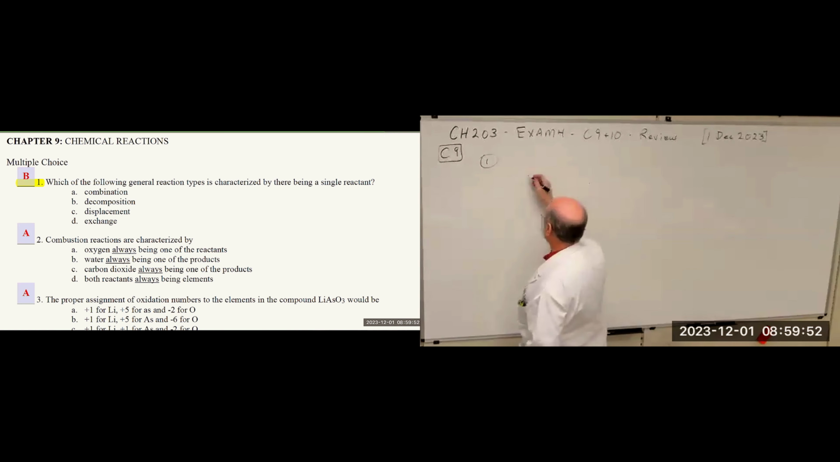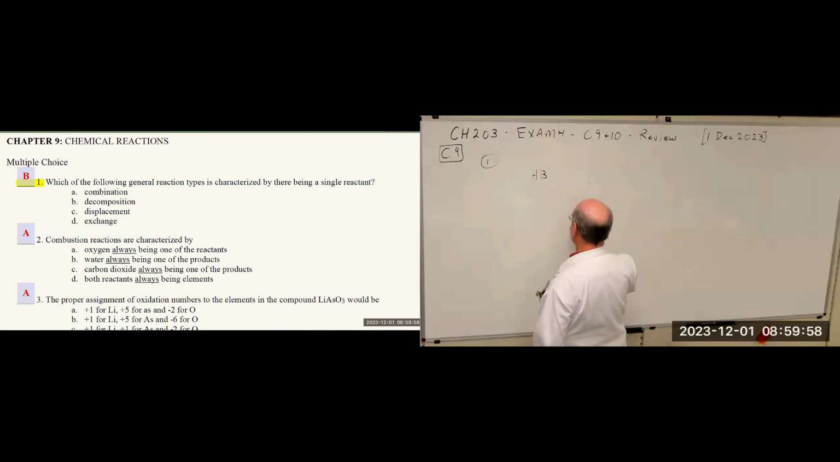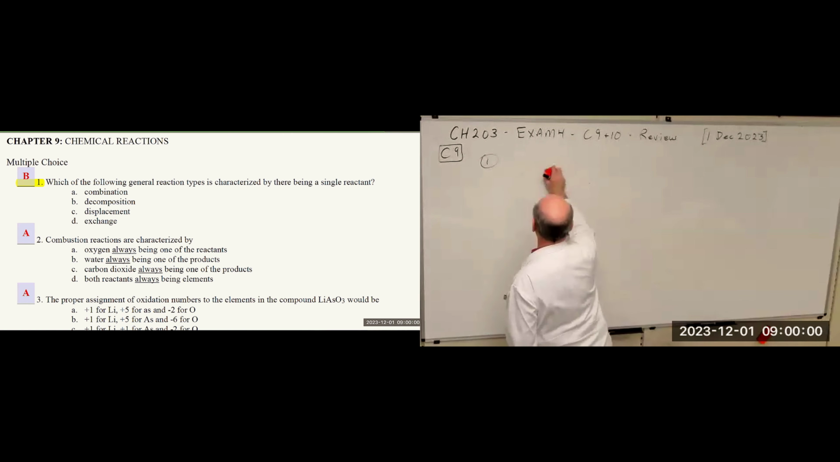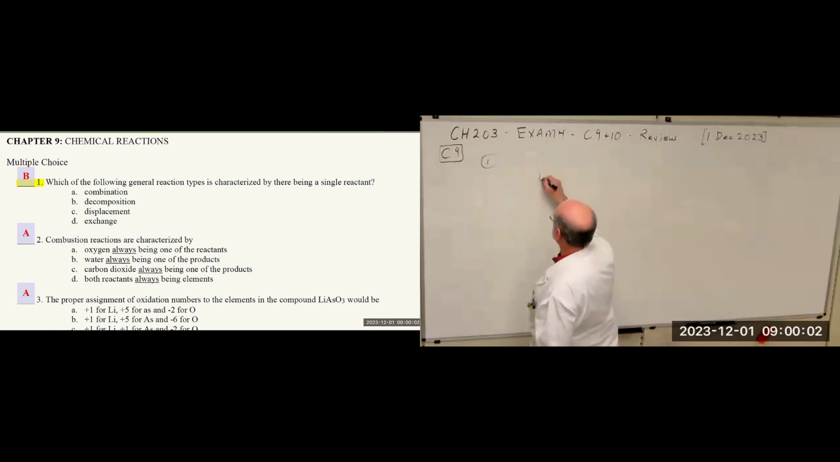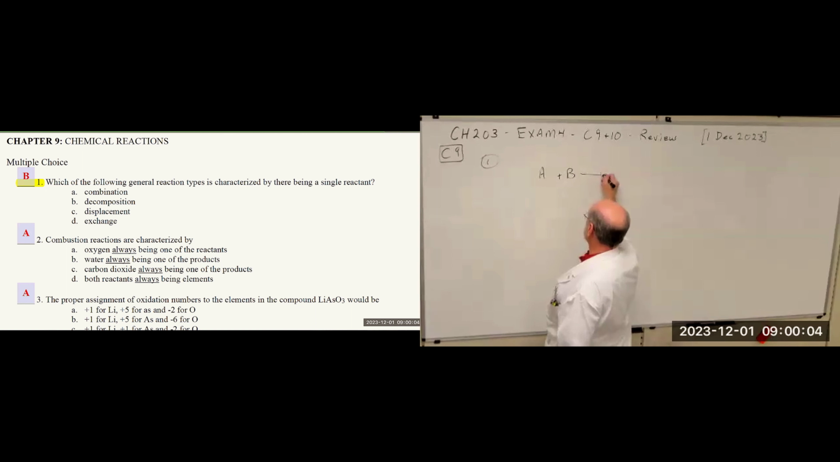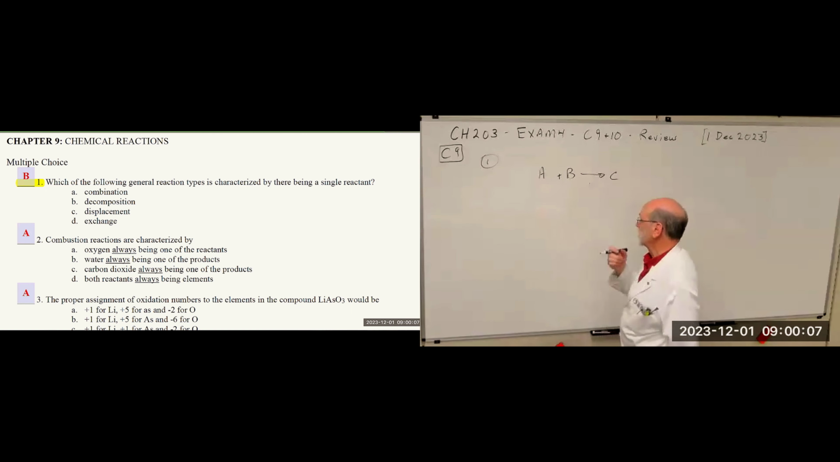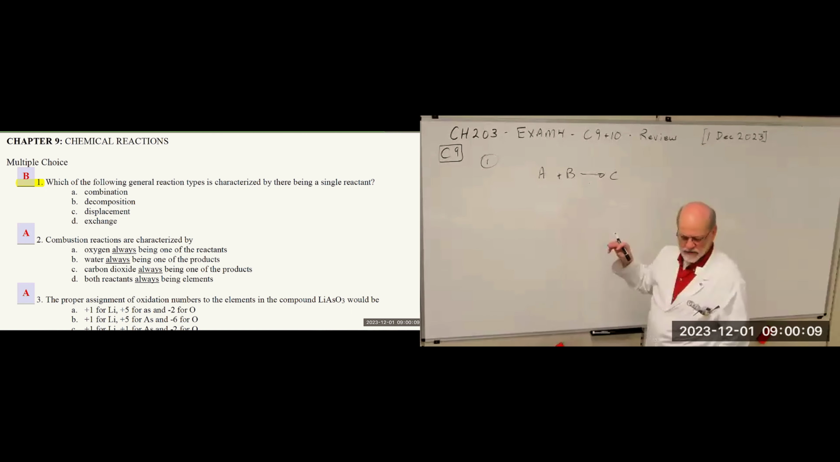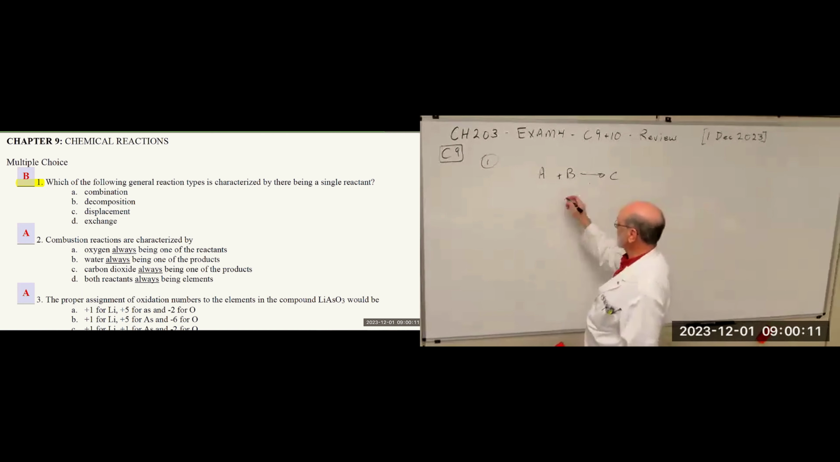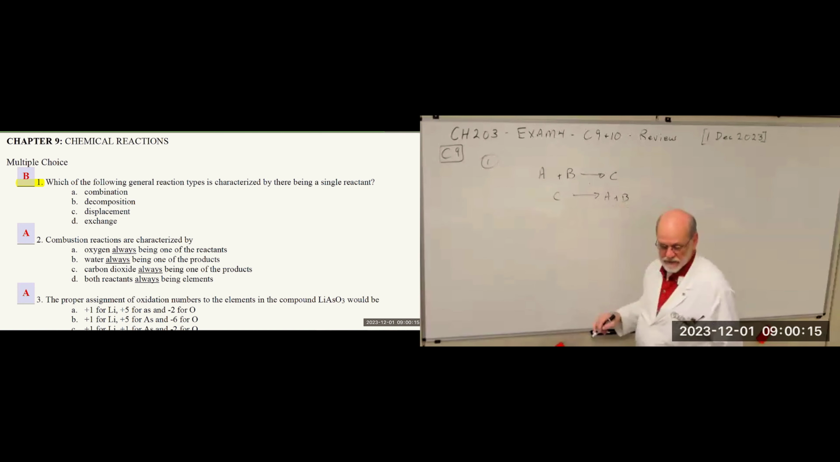Combination would be something like, let's see, you have maybe an A and a B reactant producing a C. That's not always the case, but it's one good example. Decomposition would be the other way around. So B is the best answer for that one.